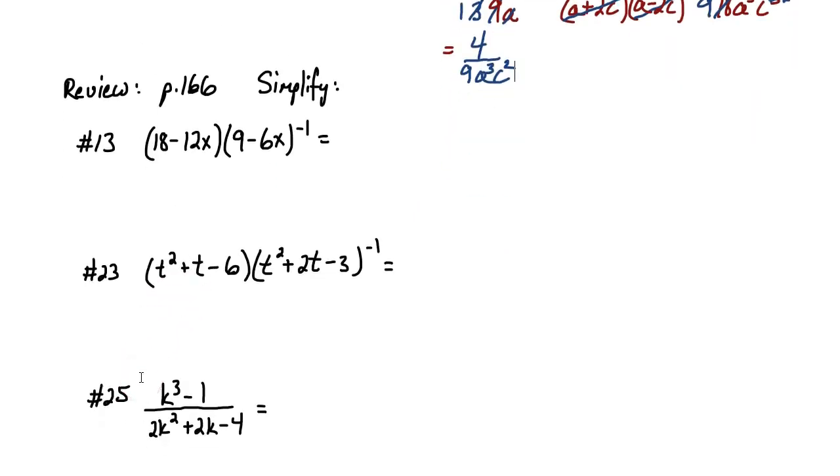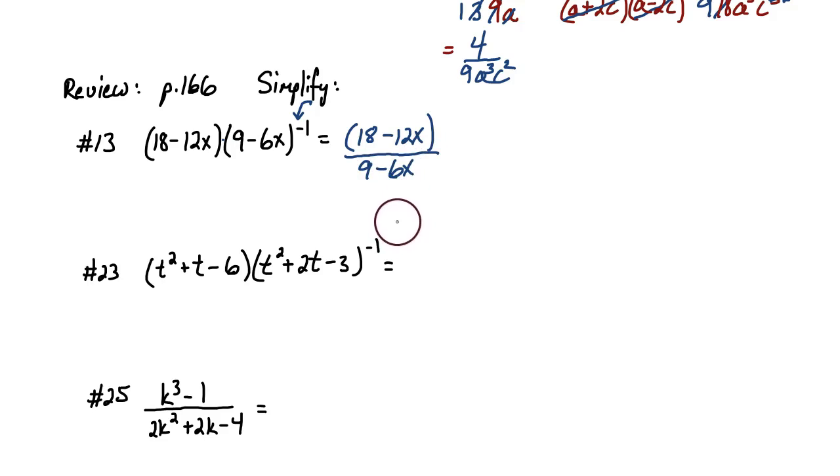Number 13, we're doing review. But it's really the same topic we were just practicing, just a little bit easier problems. So we have a multiply problem, but before you multiply, take care of this piece that has the negative exponent. So let's keep the first part the same as it was, and then the part that has the negative exponent, put it down under the fraction bar.